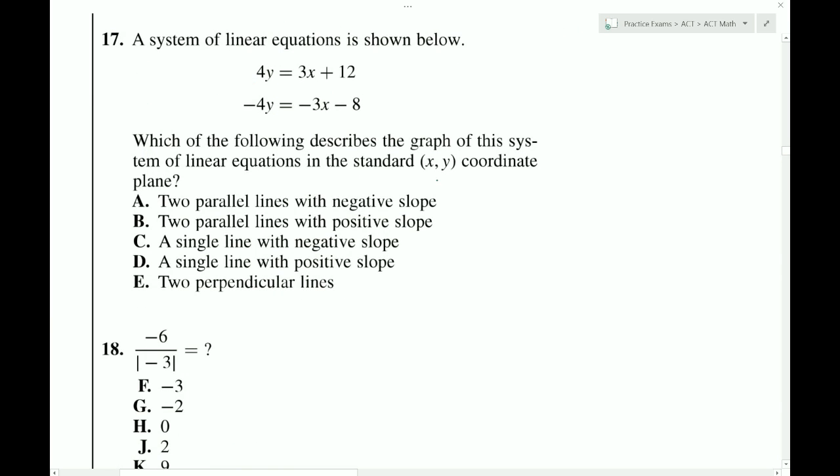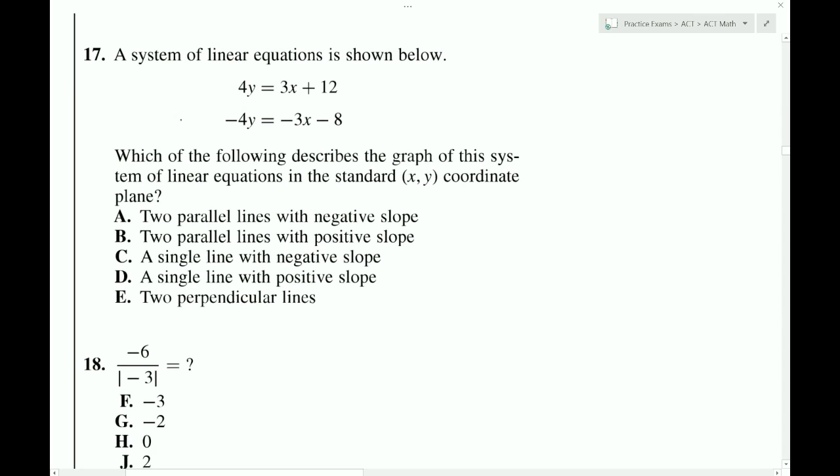System of equations shown below. Which of the following describes the graph of the system of equations in the standard xy coordinate plane? Okay. So the first thing I would do is I would see if these equations are the same by multiplying through by a minus sign here. So I'm going to do minus 1 to this entire equation, switching every single sign.